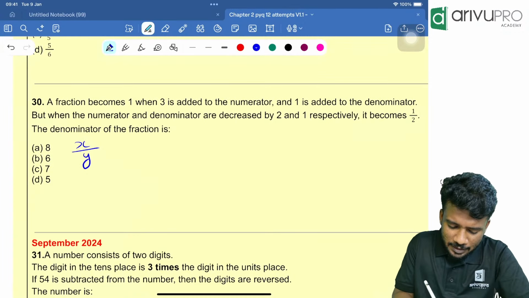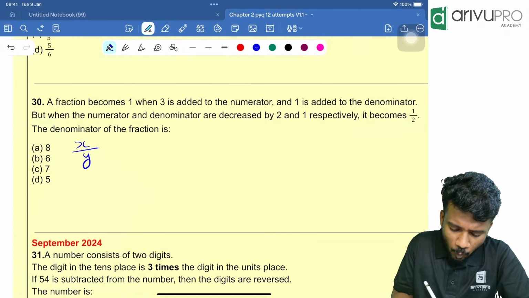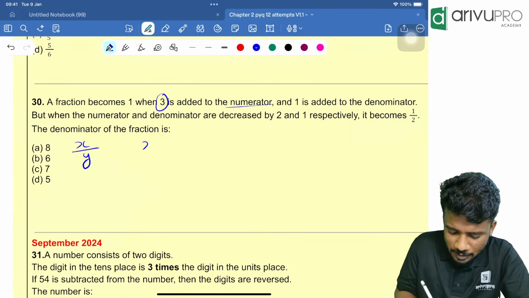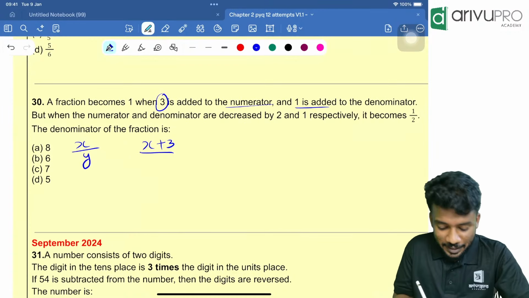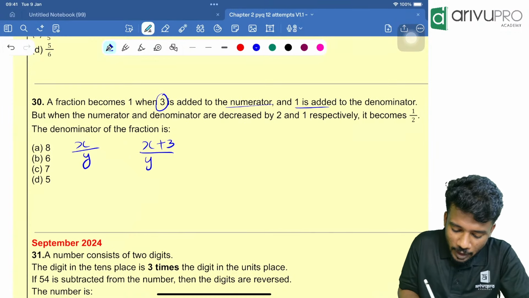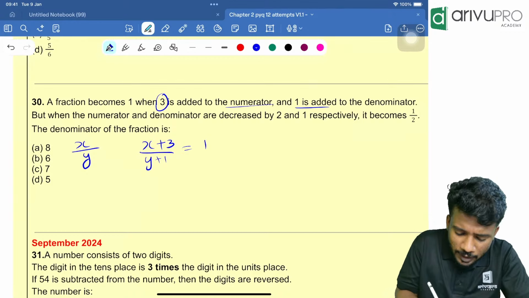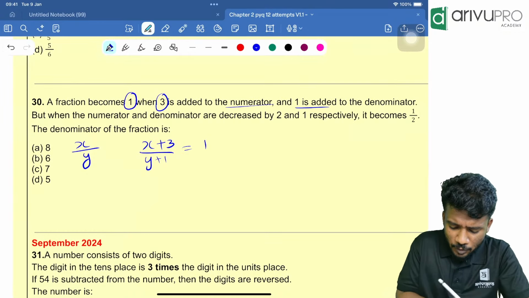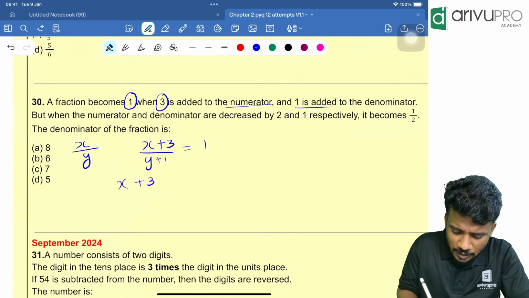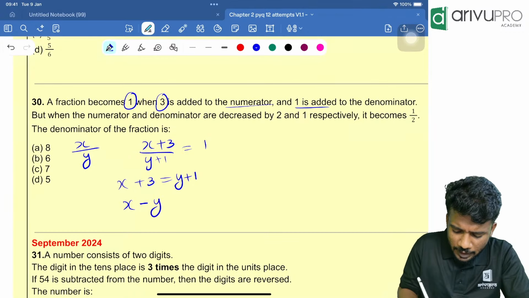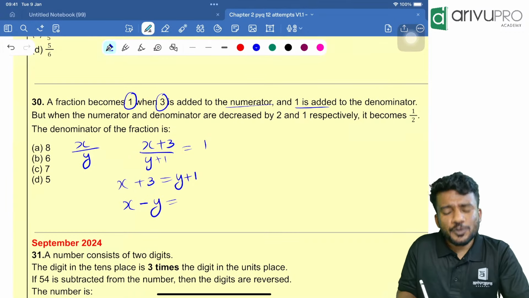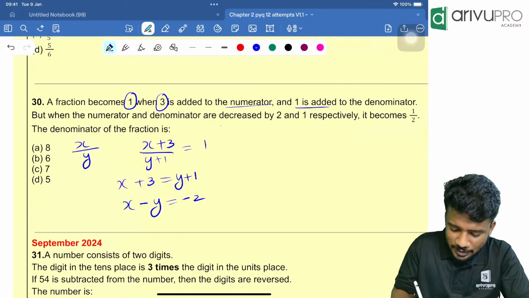So from that you can say the fraction becomes 1 when 3 is added to the numerator. Numerator means x plus 3, divided by 1 added to the denominator, that is y plus 1, which is equal to 1. Why? Because the fraction is becoming 1. From that, x plus 3 is equal to, cross multiply, y plus 1. From that, x minus y is equal to, this 3 goes to the other side, it becomes minus 2. That is the first equation.